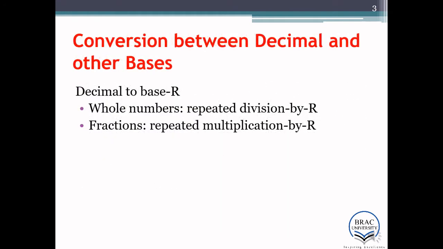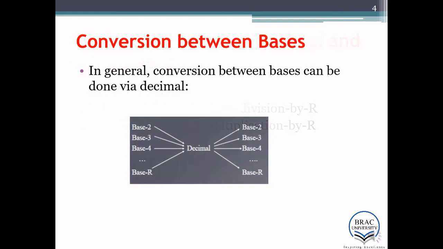Conversion between decimal and other bases. Decimal to base R. For whole numbers, we need to do repeated division by R. For fractions, we need to do repeated multiplication by R, which is pretty much similar to what we discussed before. Conversion between bases: in general, converting between bases can be done via decimal. Say you are asked to do a conversion from base to octal maybe.